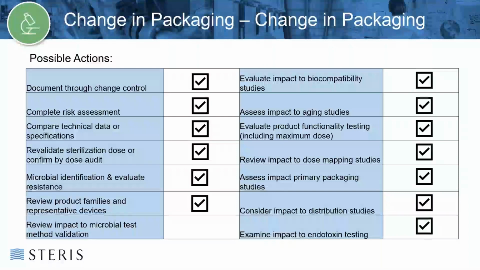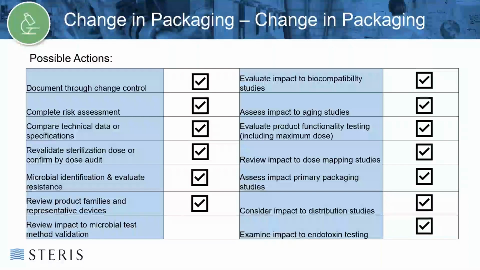A review of product families and any representative devices is important with any change to ensure product families and their representatives are still appropriate. The contribution of bioburden may be more likely from an internal packaging material change than a primary packaging change.